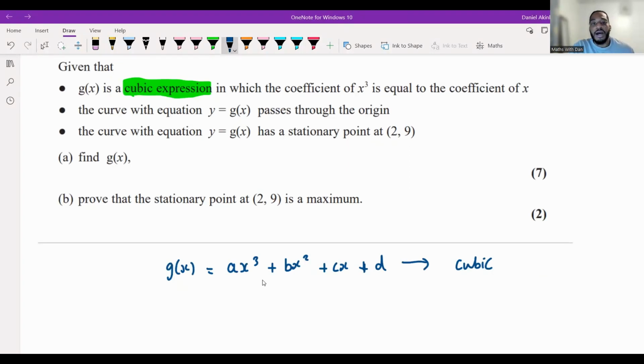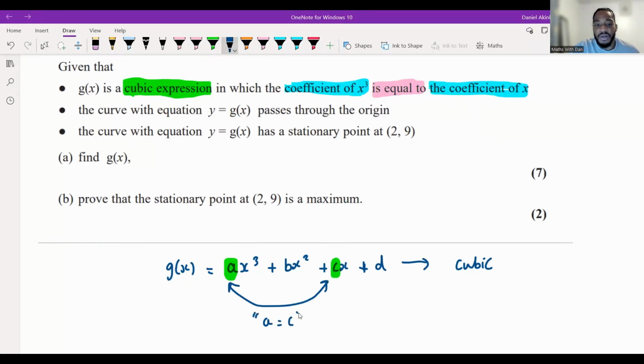Yeah? Okay. Now, they told us in the next part of this sentence that the coefficient of x cubed is equal to the coefficient of x. Now, what does the coefficient of a term mean? It's just a number in front. So I've got this to be a, the coefficient of x cubed, and I've got this to be c, the coefficient of x. Apparently, these two are equal. So I'm going to say a is equal to c, based on that first bullet point.